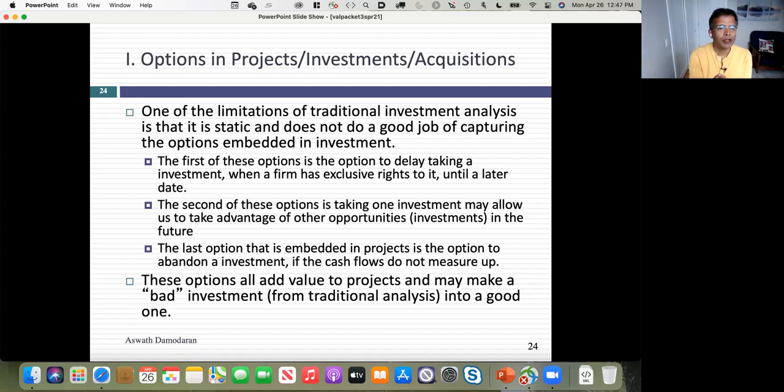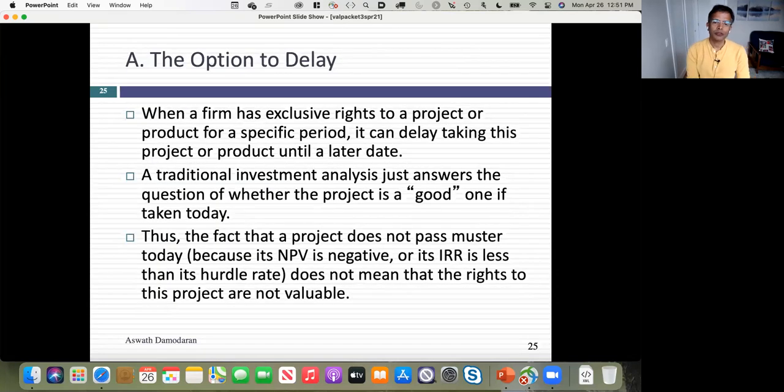And if you can build in that option to abandon, you might be more willing to take long-term projects than without that option. We're going to talk about putting numbers on these options. And what we're going to get at the end is this option will give you a way of paying a premium over your DCF, or even taking projects that look bad on a traditional DCF basis. So let's start with the option to delay. Put simply, here's what the option to delay looks like.